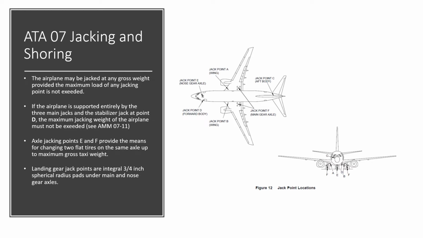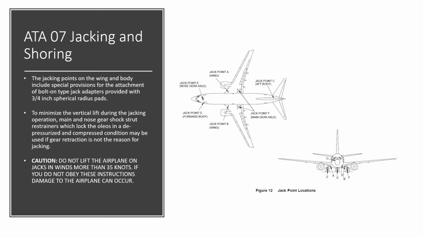And the landing gear jacking points are integral 3/4 inch spherical radius pads under the main and nose gear axle. So they're kind of built into the gear itself at the bottom of the gear. The jacking points on the wing and body include special provisions for the attachment of bolt-on type jack adapters, where you have a standard 3/4 inch spherical radius pads.